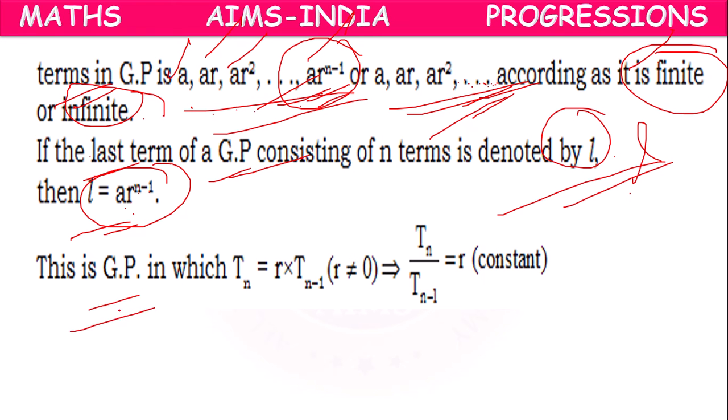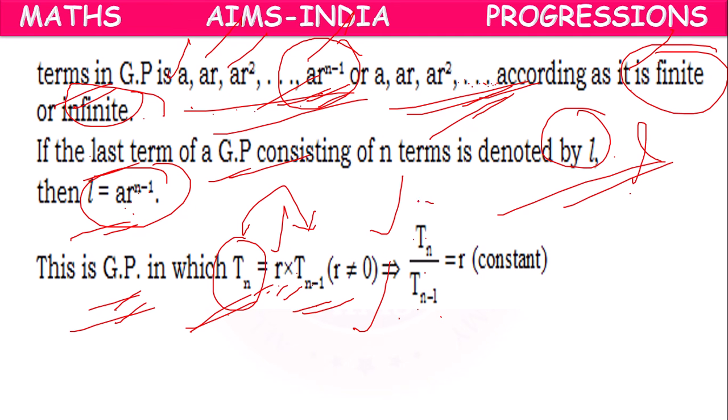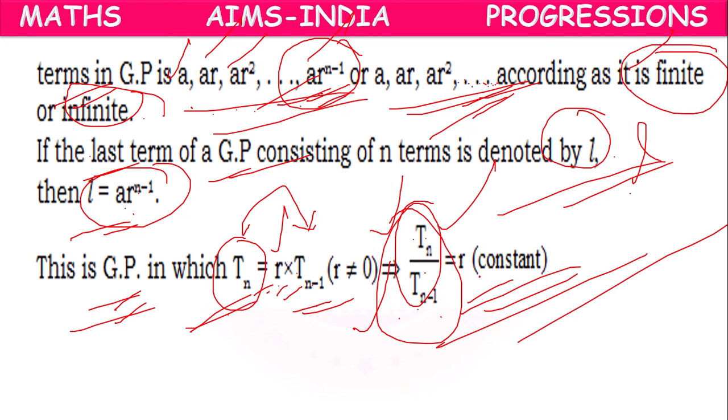Suppose the Tn, nth term, can be expressed as R into Tn minus 1, means the term before it into R. Then the formula for R will be Tn by Tn minus 1, means nth term by its preceding term. This ratio is called common ratio denoted by R. So this is the formula for R, Tn by Tn minus 1.